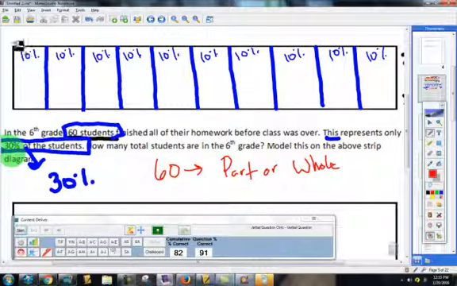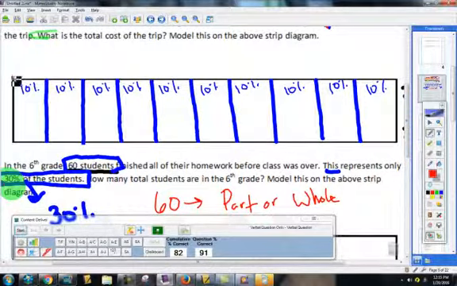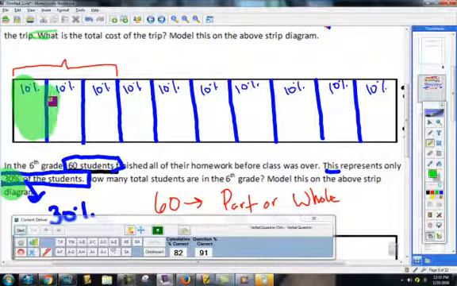So I'm going to go up here real quick and draw one of these little bracket things. I'm going to go like that, or you can highlight it, however you want to do it. It doesn't matter. But either way, I'm just showing 30%. What is that representing? Those 30%, what did those 30% do? Yes. That's the 60 students that finished their homework before class was over.